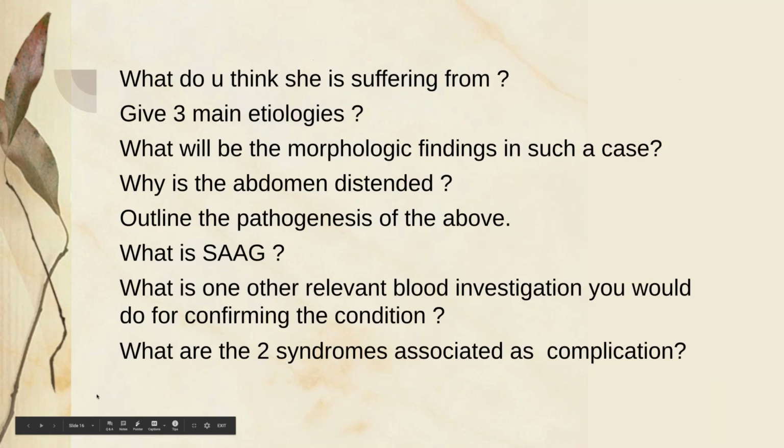And the questions are this: what do you think she's suffering from? Give 3 main etiologies. What will be the morphologic findings in such a case? Why is the abdomen distended? Outline the pathogenesis for the abdominal distension. What is SAAG? What is one other relevant blood investigation you would do for confirming the condition? What are the syndromes associated as complications?